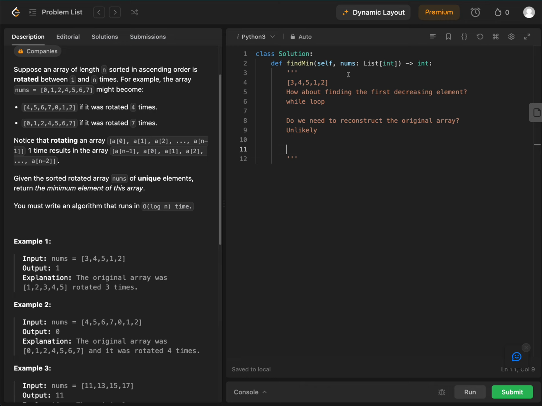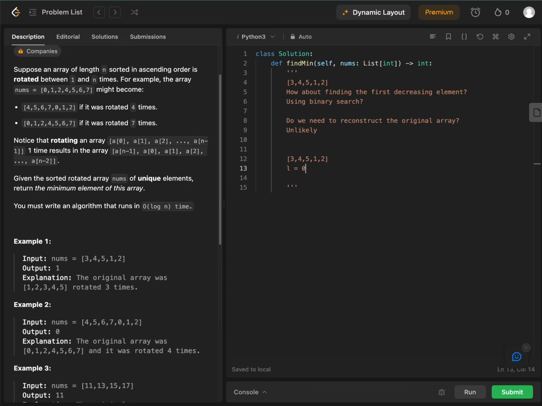Can we find the first decreasing element using binary search, right? So essentially, we break the array down. If we have 3, 4, 5, 1, 2, then essentially we want to use binary search to check whether the middle element is a decreasing element, right? So how binary search would work in this case is we first find 5 as the middle element, and then we check.